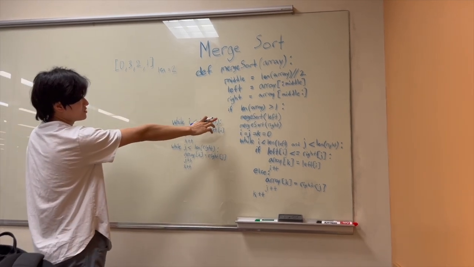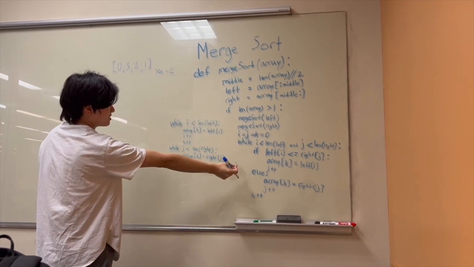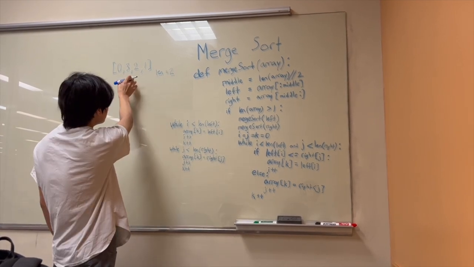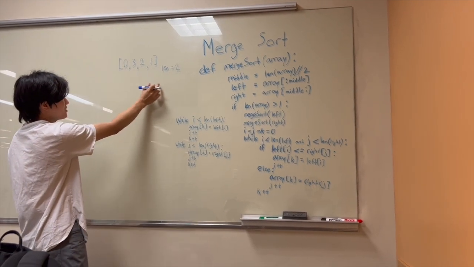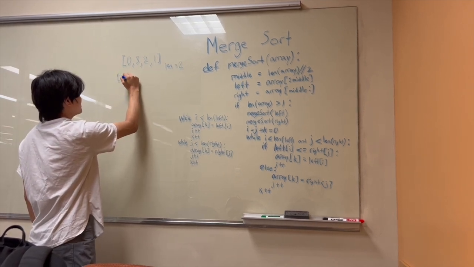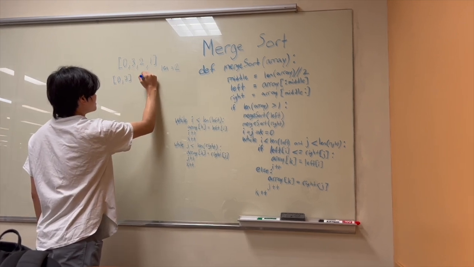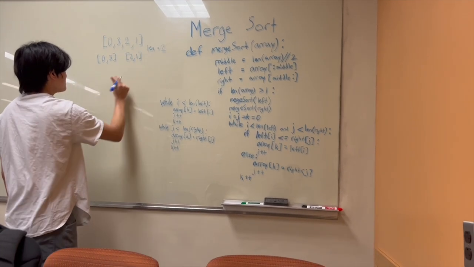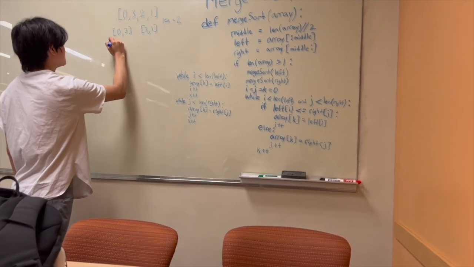So as you can see, it recursively merge sorts so that it divides each value in this array into its own subarray. So first it'll divide it into this and this, and then it will divide it again.